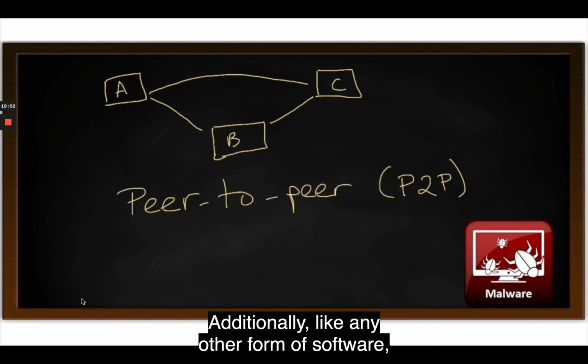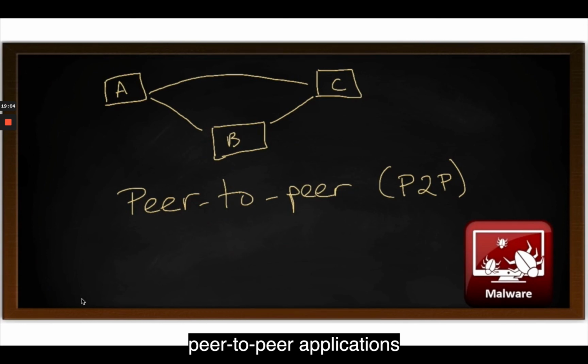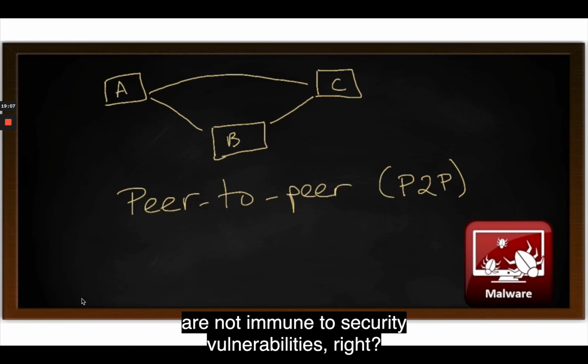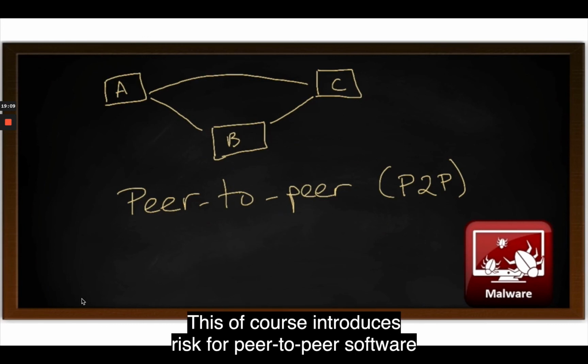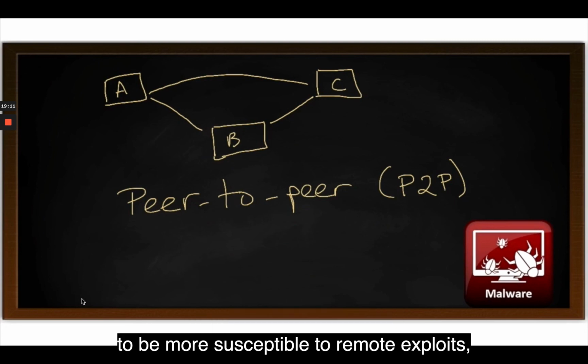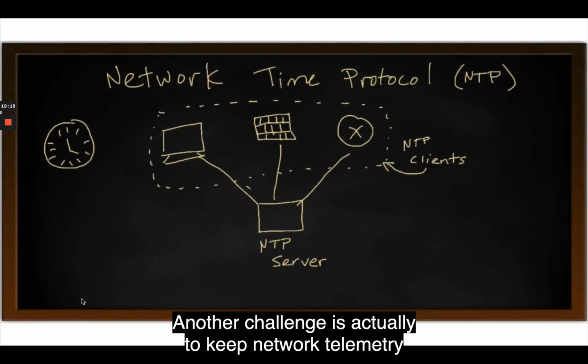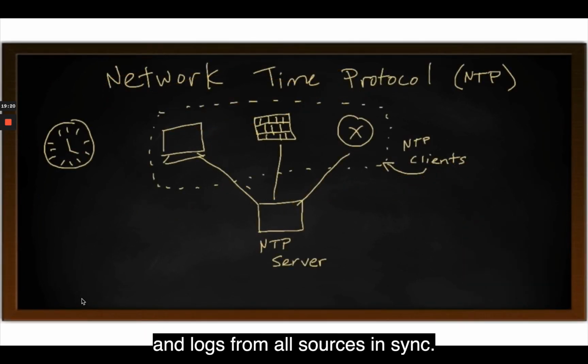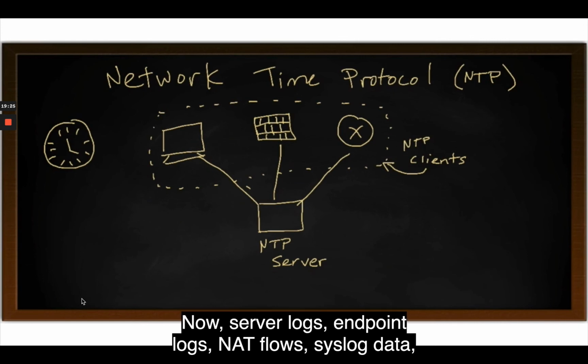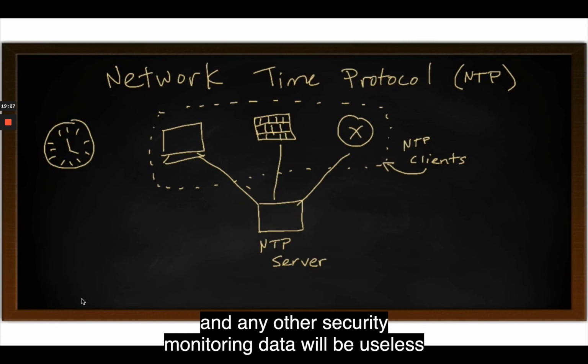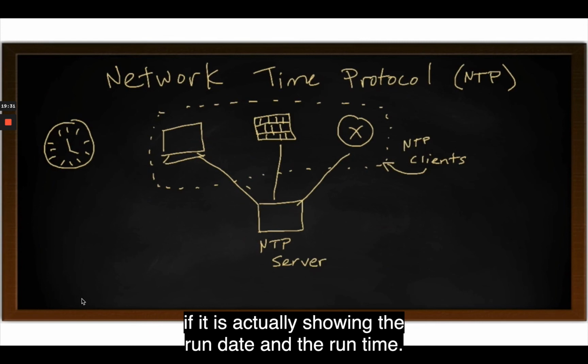Additionally, like any other form of software, peer-to-peer applications are not immune to security vulnerabilities, right? This, of course, introduces risk for peer-to-peer software to be more susceptible to remote exploits due to the nature of the peer-to-peer network architecture. Another challenge is to keep network telemetry and logs from all sources in sync. Now, server logs, endpoint logs, NetFlow, syslog data, and any other security monitoring data will be useless if it is showing the wrong date and the wrong time.